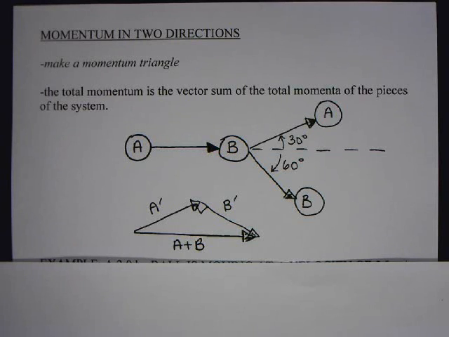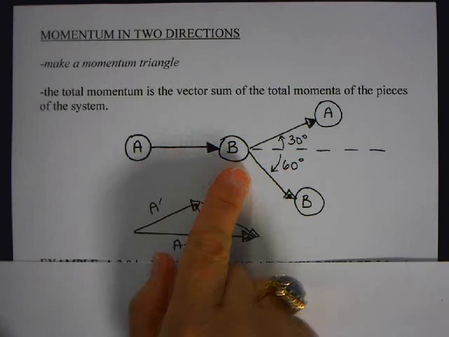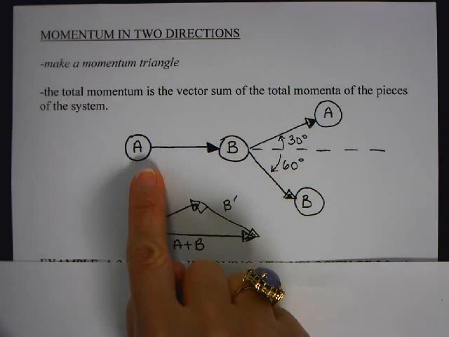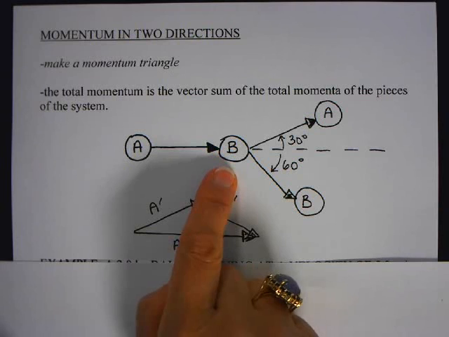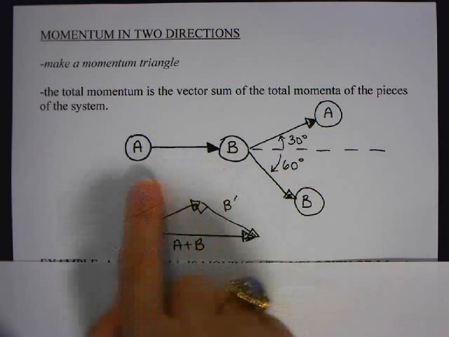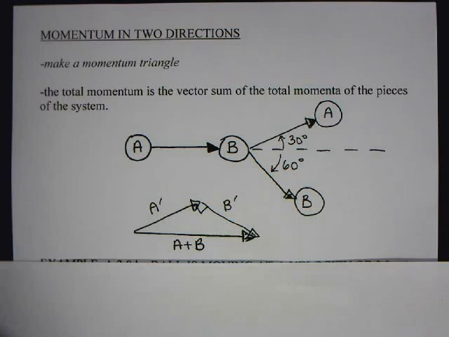Today we're going to do momentum in two directions, and we're going to have two objects. I think it's easier to call them A and B. When we call them A and B, instead of 1 and 2, sometimes we'll eliminate that double subscript also if we do prime. When we do these types of problems, it's just like any other problem we've done before.